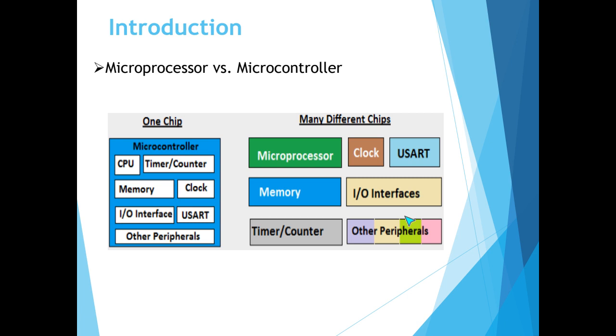So we understand that a microcontroller, as one single chip, includes different chips inside it, which are considered peripherals placed in one single chip. But with a microprocessor, we don't have the same situation. For example, if we need a clock, we should add another chip, or if we need a UART or different memories, we should add them to our system to use it for different purposes and applications.